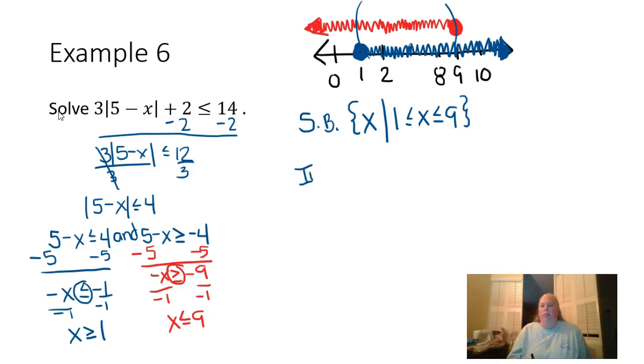And then for interval notation, the number furthest to the left that's included on both graphs is 1. The number furthest to the right included on both graphs is 9. And they are both going to get a bracket because they both have an equal to in the problem.